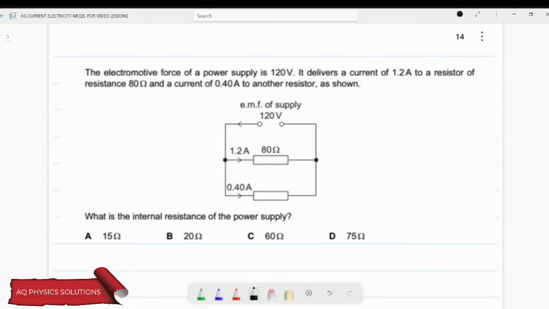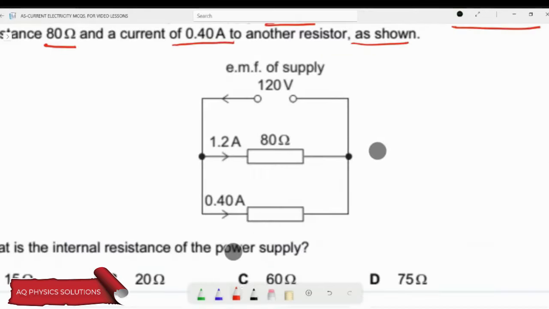So, in this question, it is said that the electromotive force of a power supply is 120 volt. It delivers a current of 1.2 ampere to a resistor of resistance 80 ohm and a current of 0.4 ampere to another resistor, as shown in the figure. So the diagram is in front of you.